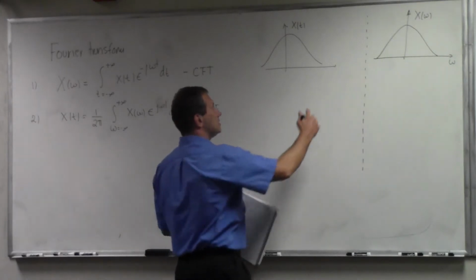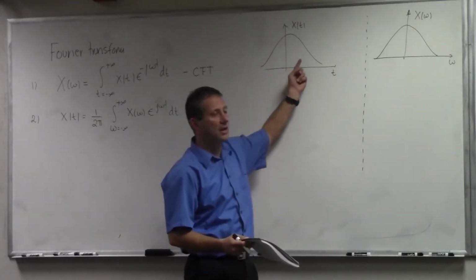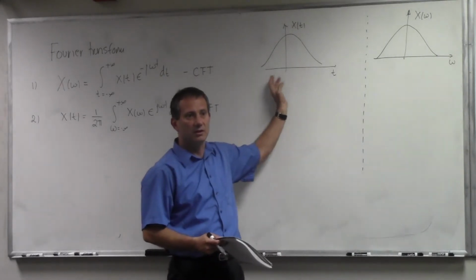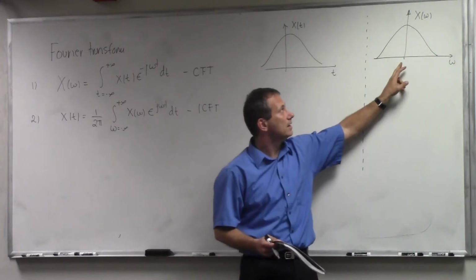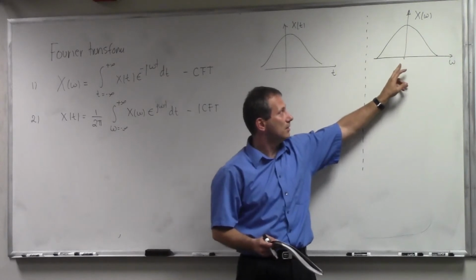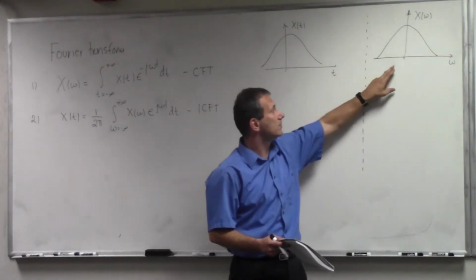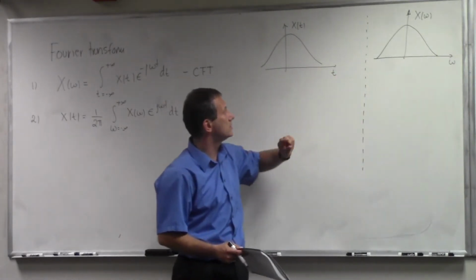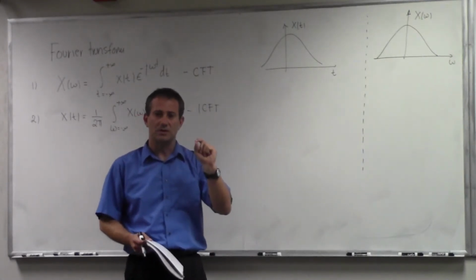We know one basic truth to hold, and this is that if this x of t is an energy signal, essentially a non-periodic energy signal, then this x of omega exists. It's the Fourier transform. But there's another truth that we know, and you have to be cognizant of this one.